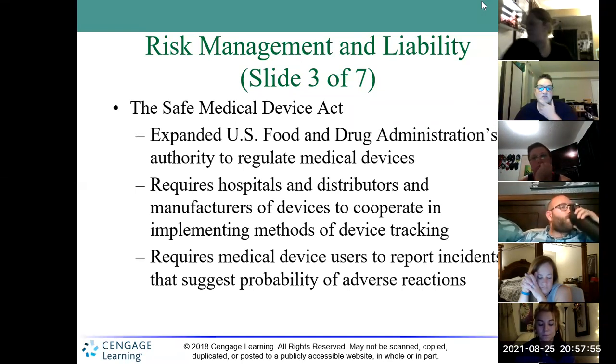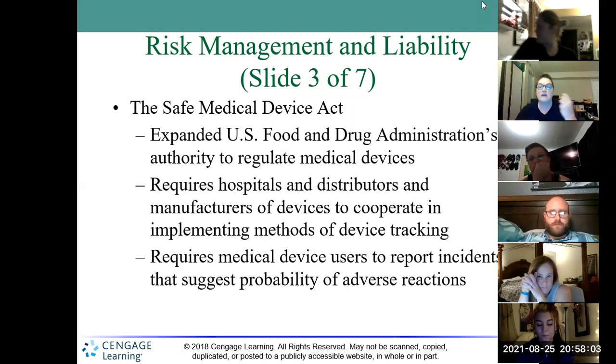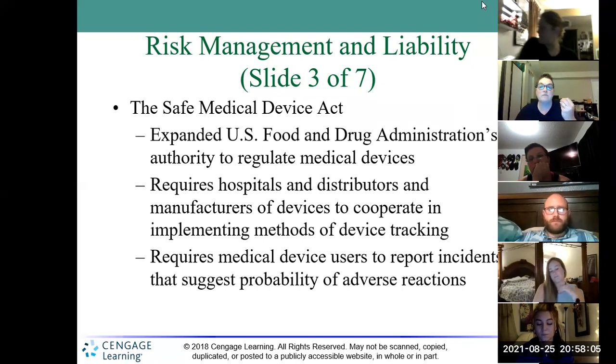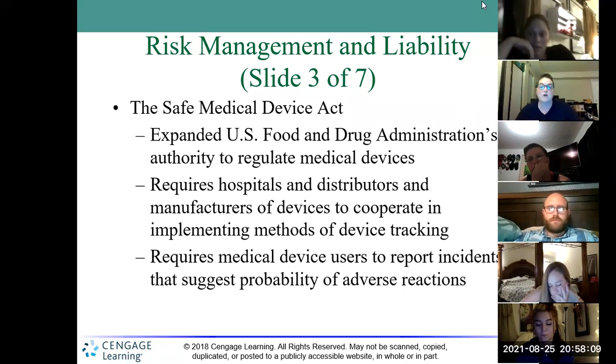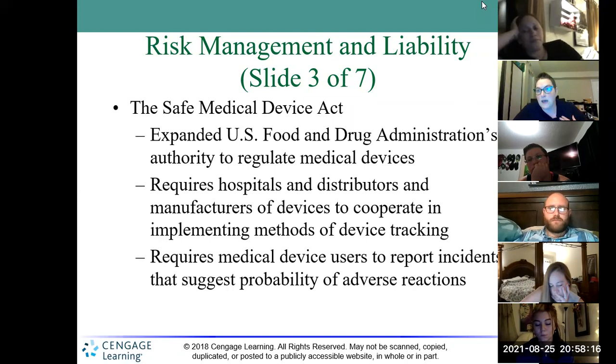And this act also requires the medical device users, so like when that happened with a pacemaker, the patient is required to report that incident. So that would help, because that way you're not saying, I had an adverse reaction to it. It actually was the device. It wasn't something that was going on with my body. It was the device that caused that to happen in my body.